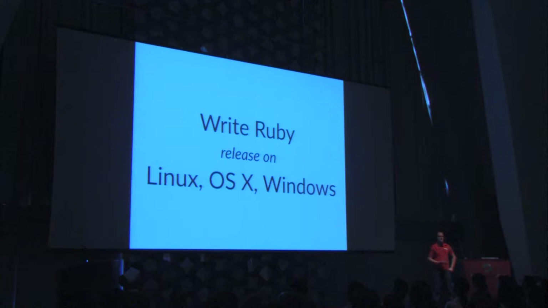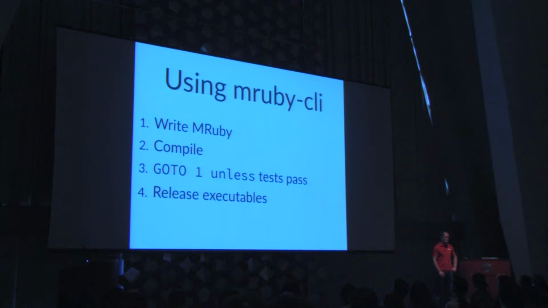The very basic description of MRuby CLI is that you can write Ruby and release software on Linux, on OS X, and on Windows. The typical development loop of using MRuby CLI is to start by writing some MRuby. Then you compile the code that you've written. Then you run the tests, and you go back to the start if your tests don't pass. And then once all of your tests are passing, then you can release the executables.